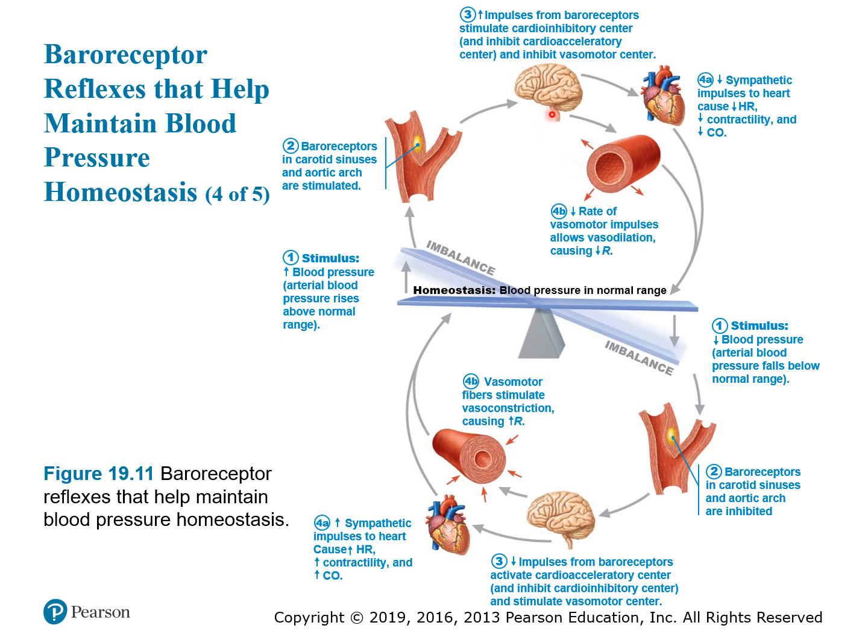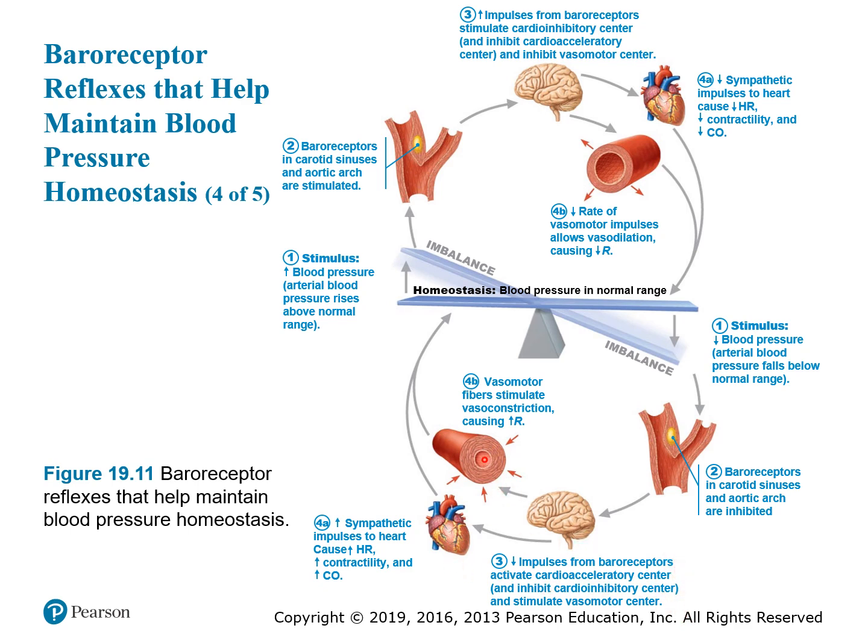And then what happens in this circle? The decreased sympathetic impulses to the heart cause decreased heart rate, decreased contractility, and decreased cardiac output. Whereas a decreased rate of vasomotor impulses allows vasodilation, causing decreased resistance. And over here the opposite happens, because the cardioacceleratory center has been activated and the other two have been inhibited.